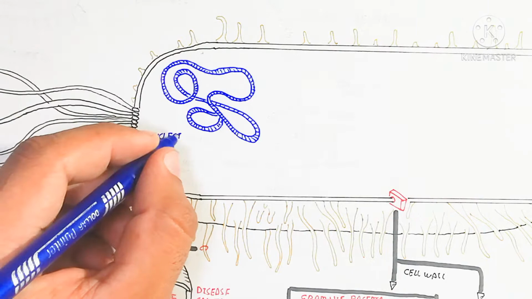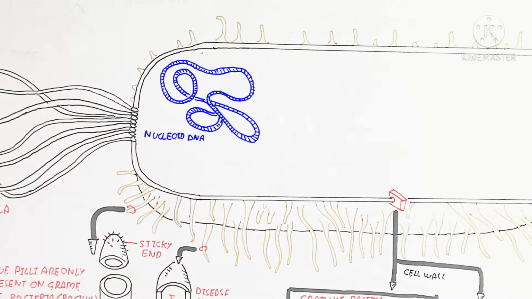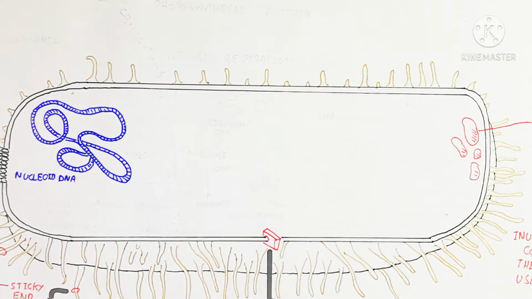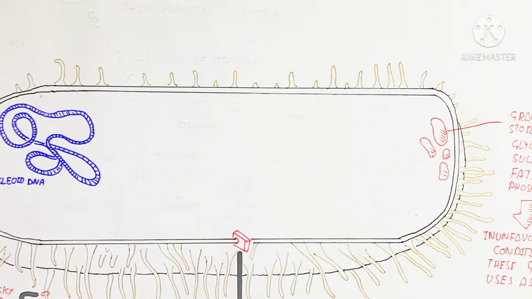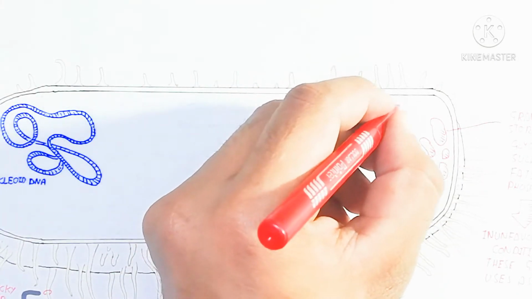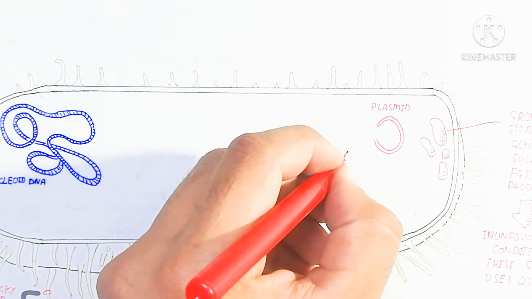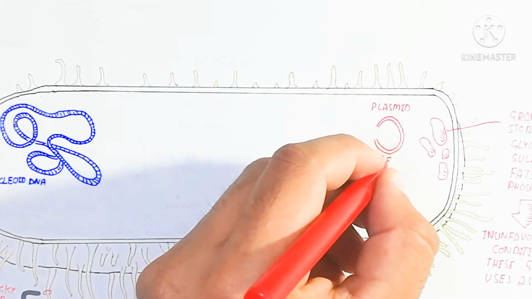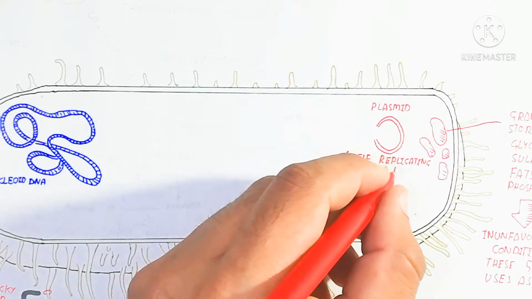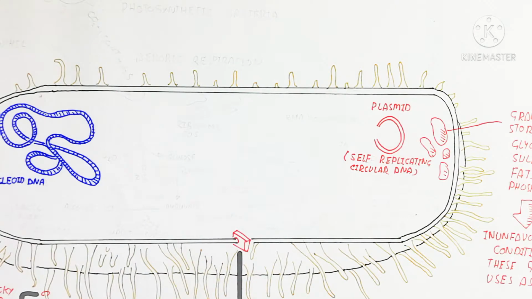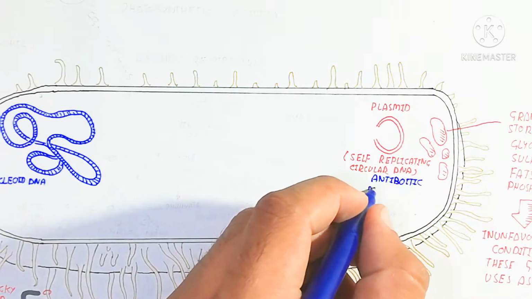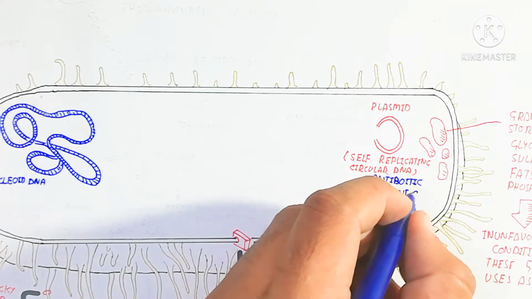Here the DNA is also known as circular DNA. It is like chromatin, also called chromatin and nucleoid. It is a single chromosome because it is haploid. Here is basically the plasmid, which is also known as extrachromosomal DNA. It is also used as a vector for the production of biotechnological products, and it is a self-replicating circular DNA which can replicate itself.